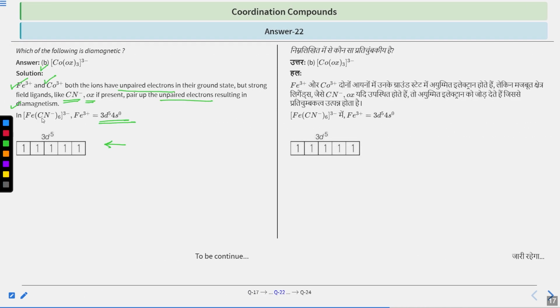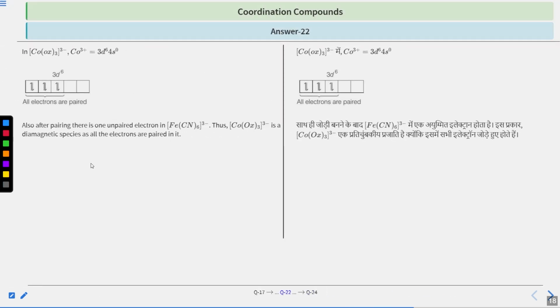And in the Fe CN whole 6 3 negative, even after pairing up, it will come here. So it will become here. This will get empty. This will go here. So it will become this, and this will also go here. This will become like this. So this will remain as an unpaired electron. Okay. So that's why only the diamagnetic behavior is shown by the other complex. And thus the option B is the correct answer.